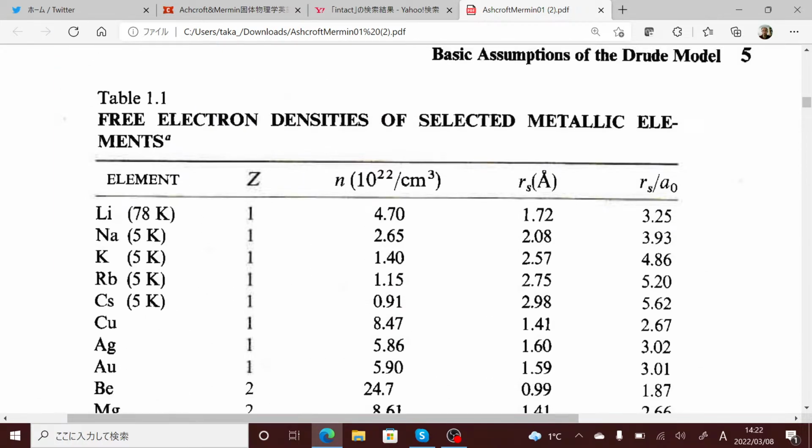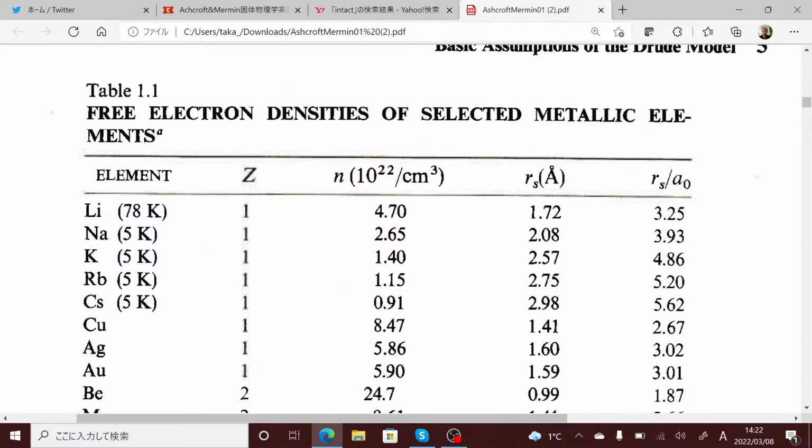Okay, so this is Table 1.1, free electron densities of selected metallic elements. Lithium, Z is 1. That means this is an alkali metal.